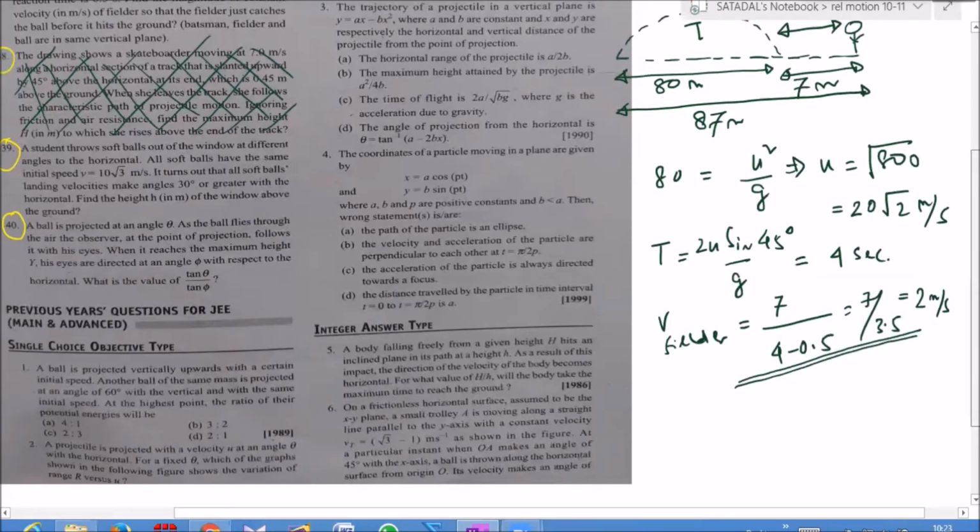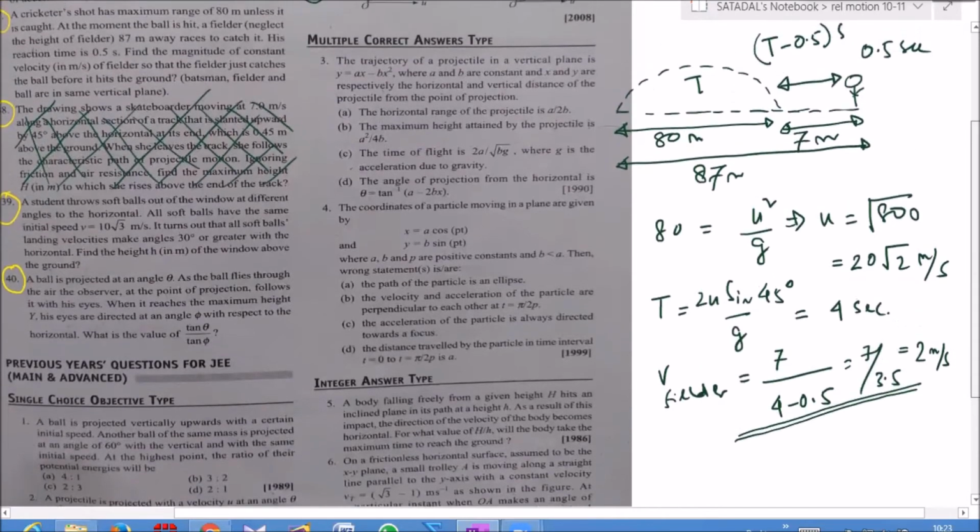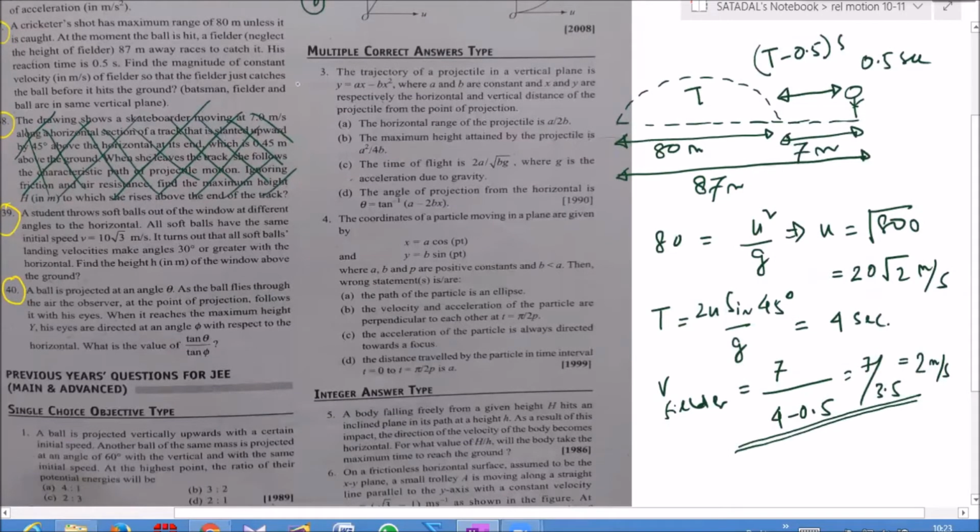So this is the answer. For question number 37, the answer is 2. Quickly note down the solution. Those who are not done, note down the solution, please. This is 37.